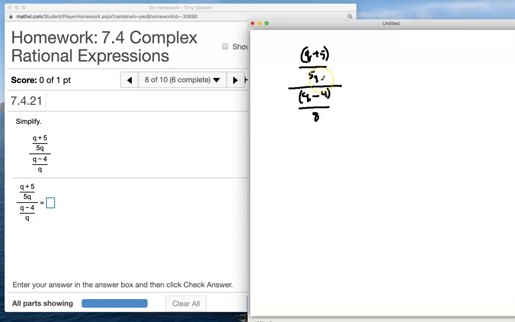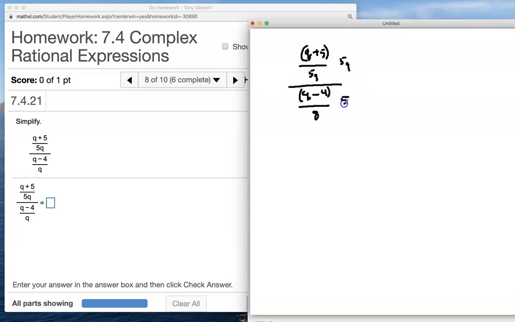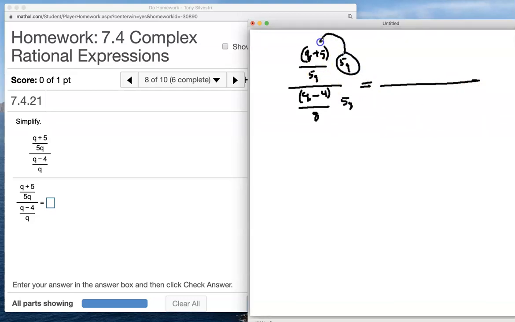So, you take a look. These are the babies. What's the common denominator of the babies? It's got to have a q. It's got to have a 5. So I'm going to multiply top and bottom of the mother by 5q. Circle and point. Bang. The 5's cancel, q's cancel, leaves you with a 1. 1 times that bundle up top. It looks like it's q plus 5.